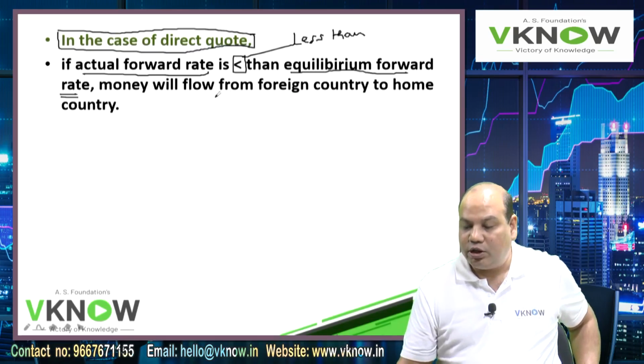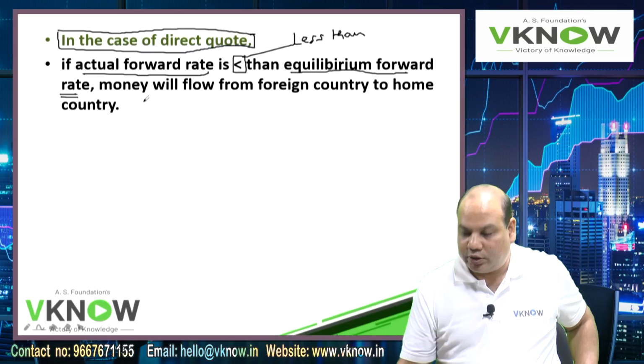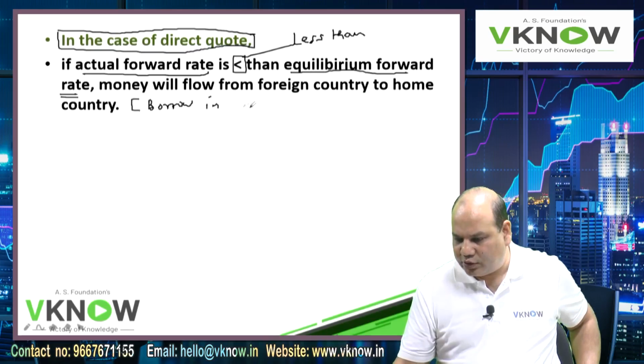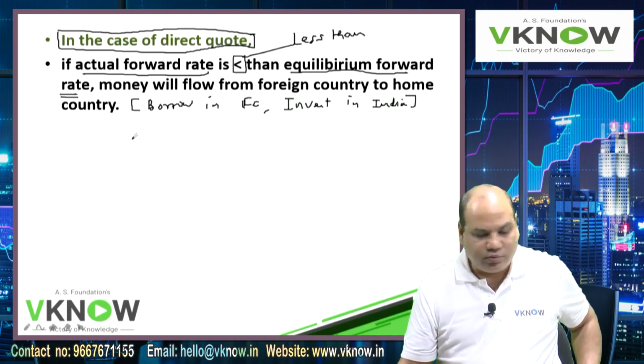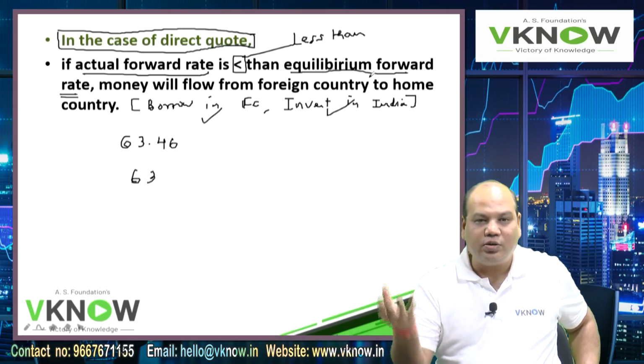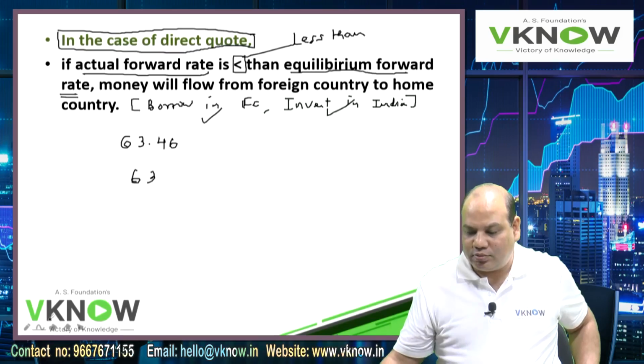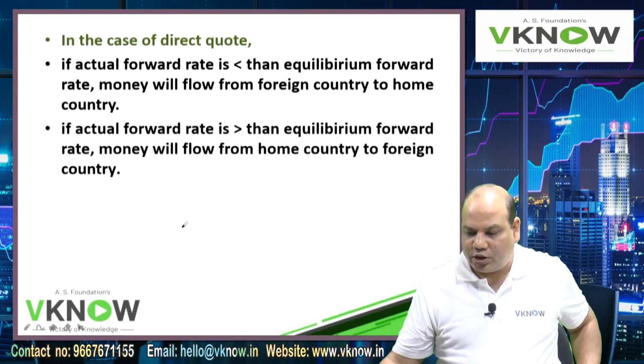Equilibrium rate, money will flow from foreign country to home country. That means borrow in foreign currency, borrow in USA if you are an Indian, and invest in India. The example printed on the first page of this chapter belong to this category. There the rate is 63.46. But instead of that, if it is 63, you will borrow in USA and invest in India, and you will get some extra dollar after 1 year, and reverse.